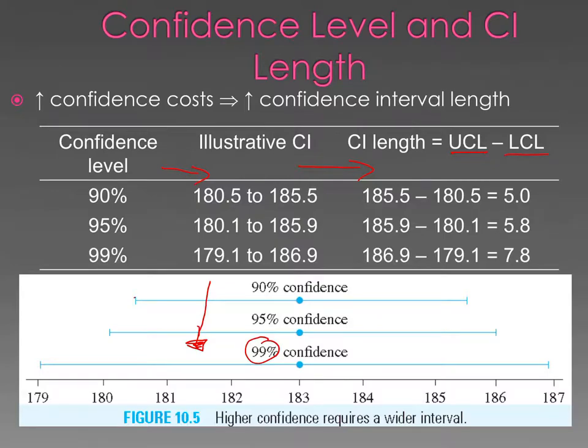If you notice, as you get more confident, your confidence interval expands, right? Because it wants to capture that true value of mu, and in order to be more confident, your range is going to open up. And that's where we get this CL length. As you see, it gets larger as you increase your confidence level.